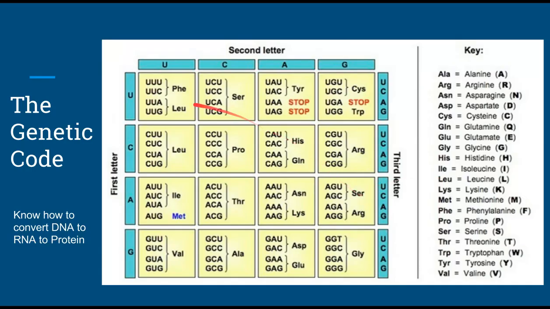Here's the genetic code. When you finally have your RNA sequence, you're going to find your RNA codon on here. You can use these first, second, third letter guides, or you can just scan here to find the appropriate amino acid. But then you can figure out the protein sequence.